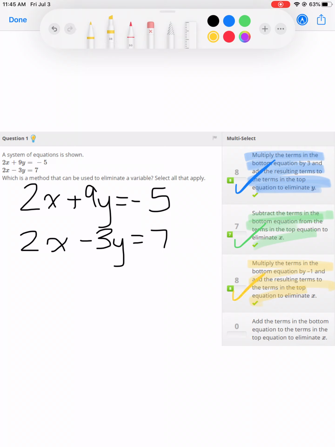And then for this last one, it says add the terms in the bottom equation to the terms in the top equation to eliminate x. So in this case, we're just going to add them.